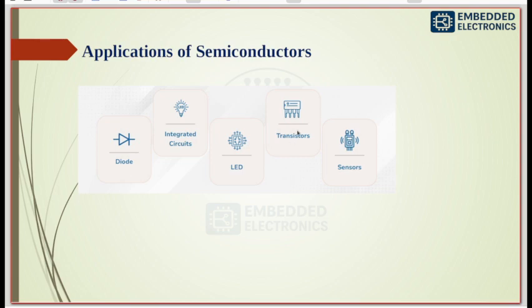Here, the transistor is used as a switch in electronics, right? It is also used as an amplifier. Then sensors: many sensors are made using semiconductor materials like silicon, because semiconductors easily react to heat, light, pressure, and chemicals.